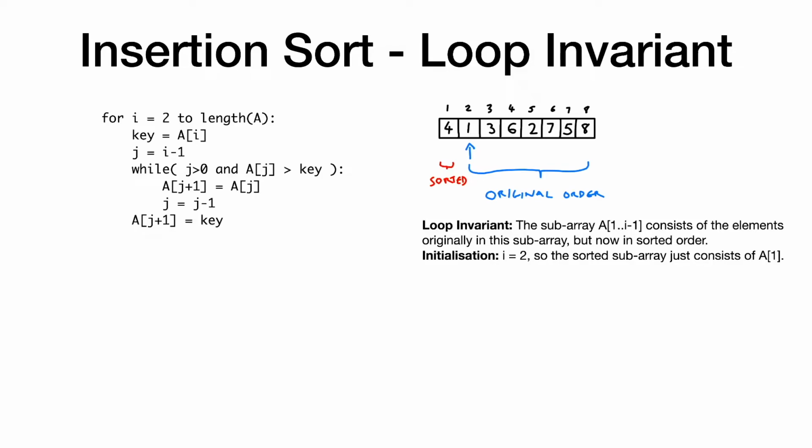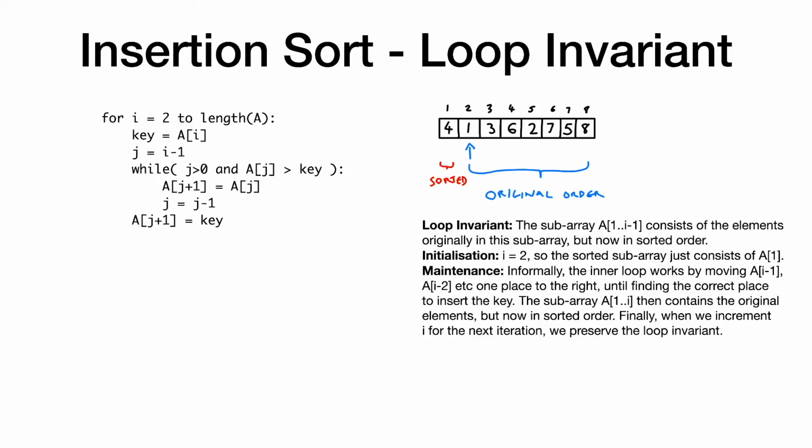Remember, we have to show three things for the loop invariant. The first is the initialization. So I is set to 2. So the subarray just consists of A1. This is clearly true. Next, we have to show that the loop invariant is maintained. So informally, the inner loop works by moving A I-1, A I-2, etc., one place to the right until we find the correct place to insert the key. The subarray A1 through I then contains the original elements, but now in a sorted order. Then, when we increment I for the next iteration, we preserve the loop invariant.